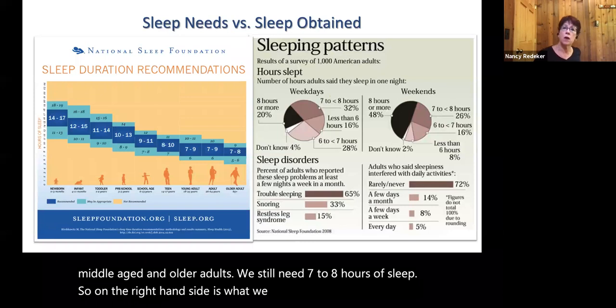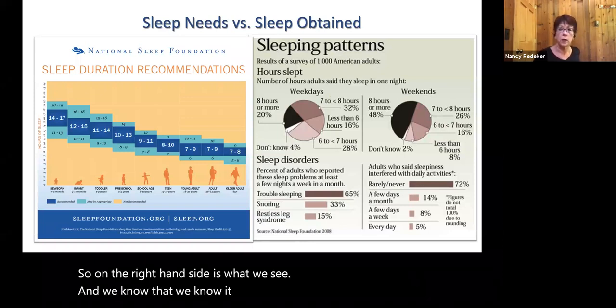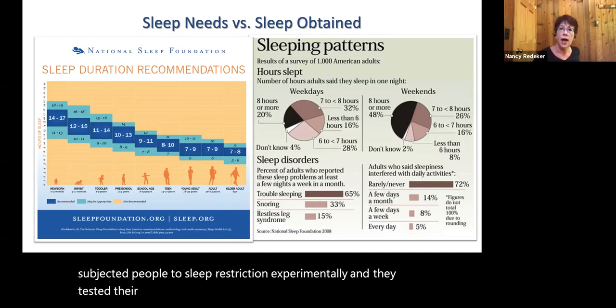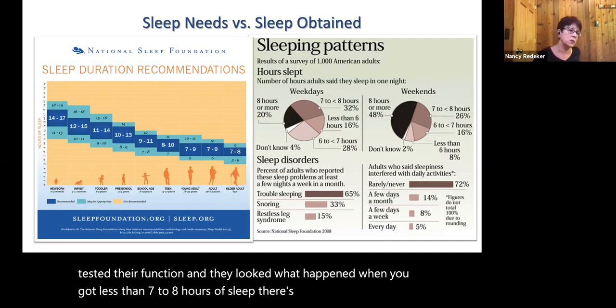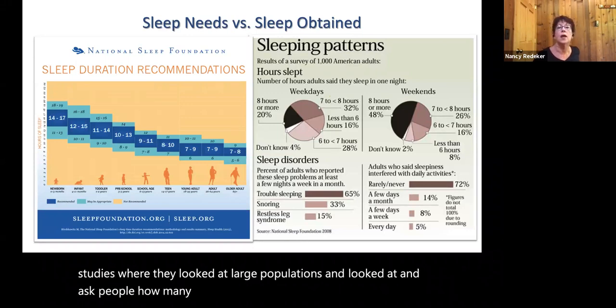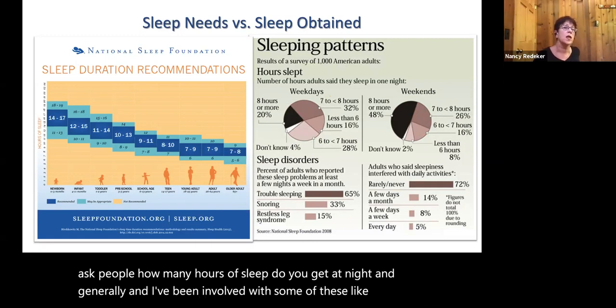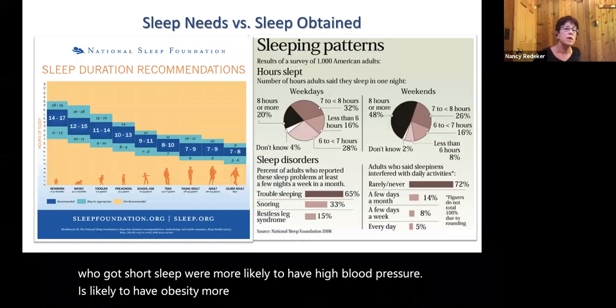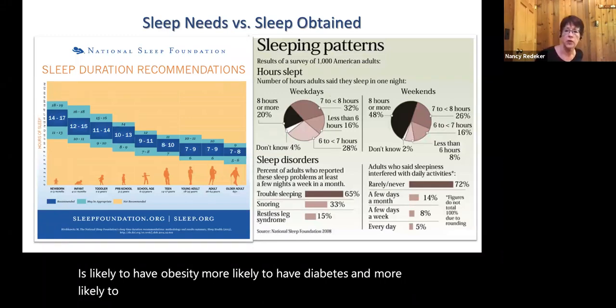And how do we know that? We know it because a number of studies have been done in the laboratory and other places where they subjected people to sleep restriction experimentally, and they tested their function, and they looked at what happened when you got less than 7 to 8 hours of sleep. There are other studies where they looked at large populations and asked people, how many hours of sleep do you get at night? And generally, and I've been involved with some of these, people who got short sleep were more likely to have high blood pressure, more likely to have obesity, more likely to have diabetes, and more likely to have depression and some other mental health issues.